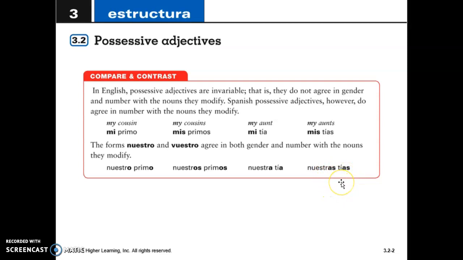At the beginning, I gave you the example of book or pizza. And book is masculine. However, pizza is feminine. Okay? So if that is the case, I'm going to say nuestro libro, our book, or nuestra pizza if we're talking about something feminine.